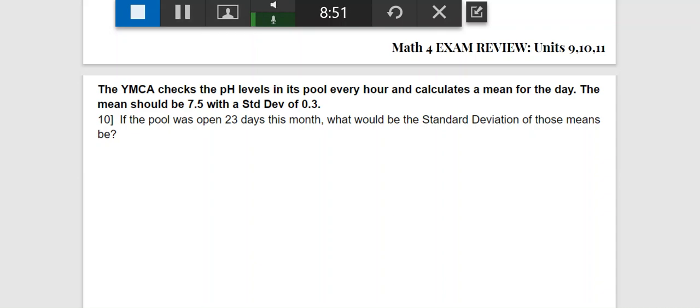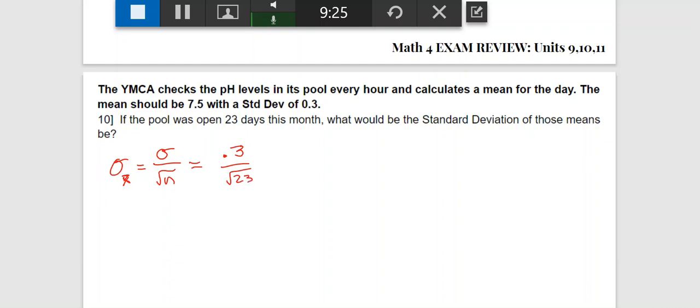All right, so here, your standard deviation is equal to sigma over the square root of n. That's right, that is x bar. And your standard deviation was 0.3, not 0.03, over the square root of 23 different days, 23 individual means.